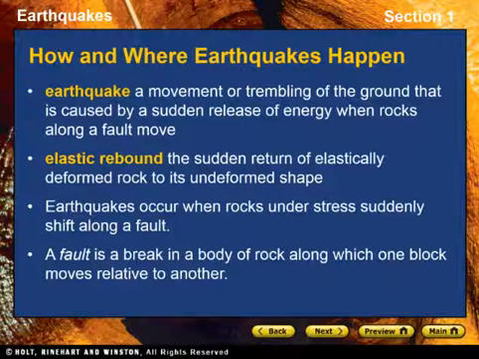Now, earthquakes occur when rocks under stress suddenly shift along a fault. A fault is a break in a body of rock along which one block moves relative to another. So if we think about something in our own backyard, the San Andreas Fault, we have a part of California that's on the Pacific plate. We have a part of California that's on the North American plate. Those are 2 blocks of rock, and they're moving relative to one another. One's moving north by northwest, and the other is not. So they're moving relative towards one another. That is called a fault.